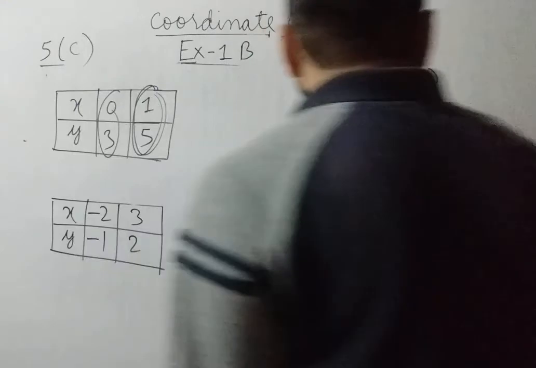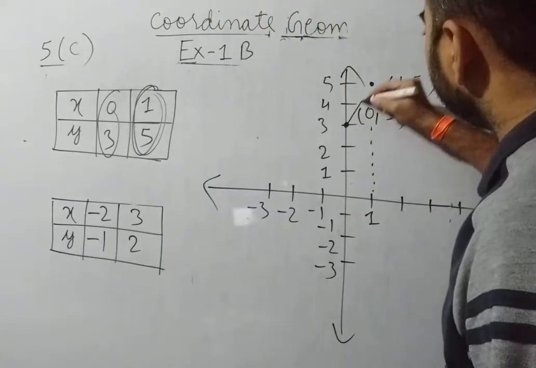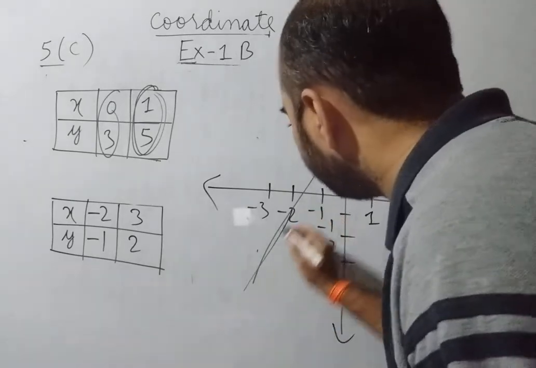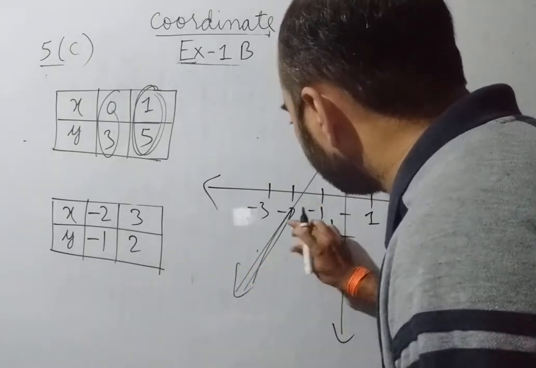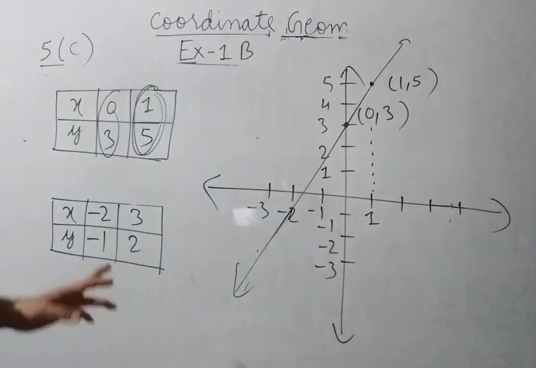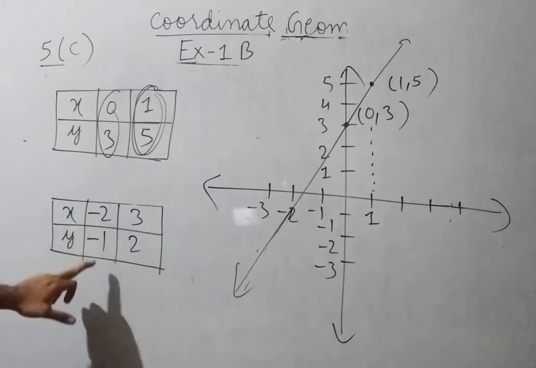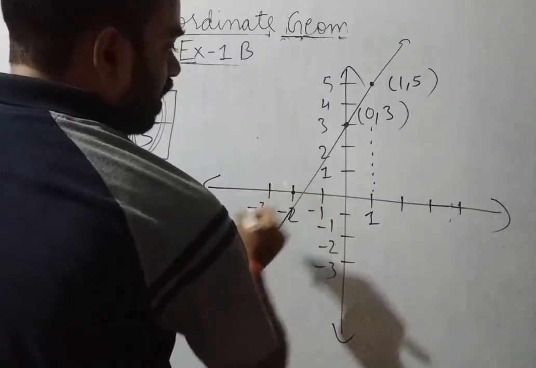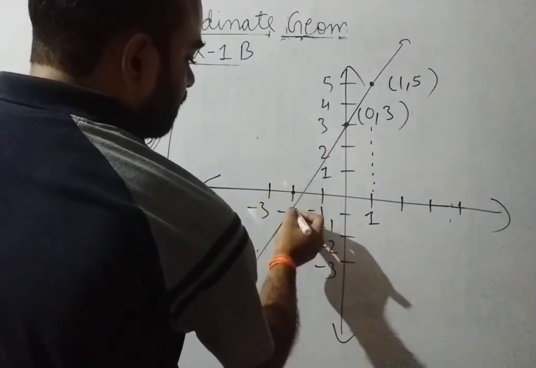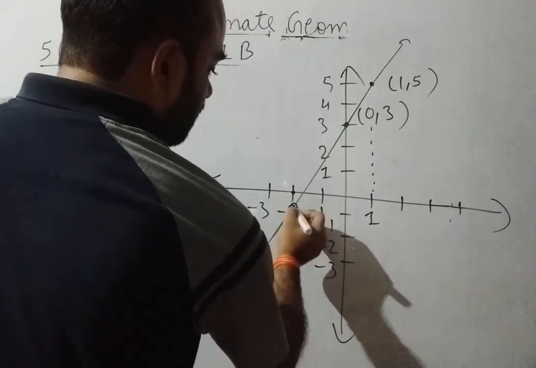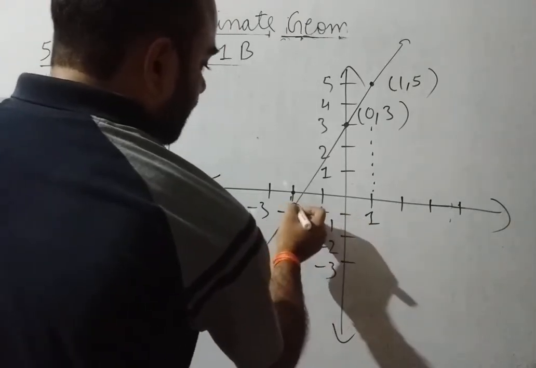So join these 2 points. So this will be maybe here. Correct? Second line plotted. Next one is first line, minus 2, minus 1. It means this point, I think this will come. This is the point, I think. Minus 2 and minus 1. This.